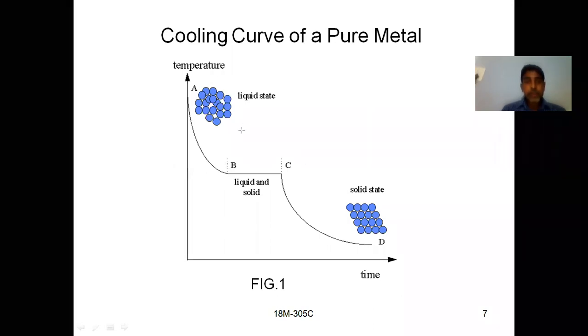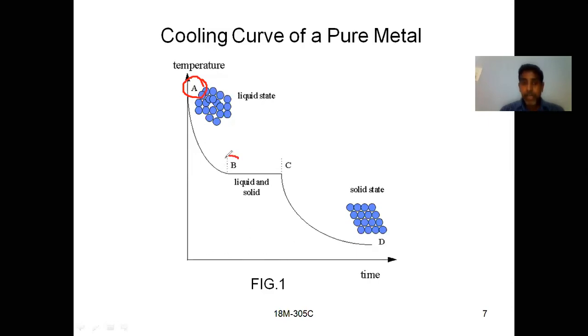See here. I am taking the liquid state. In this diagram, I am taking time on the x-axis and temperature on the y-axis. Initially, I am taking the liquid metal at A. When I am cooling, the temperature drops with respect to time. Initially it started here and is moving downwards, so the time is increasing.